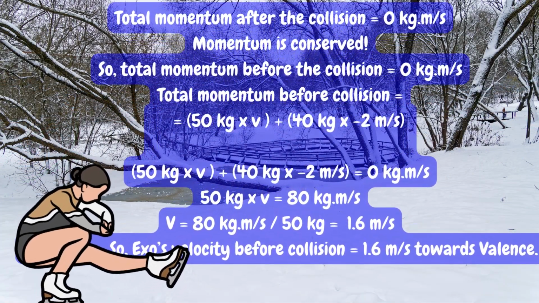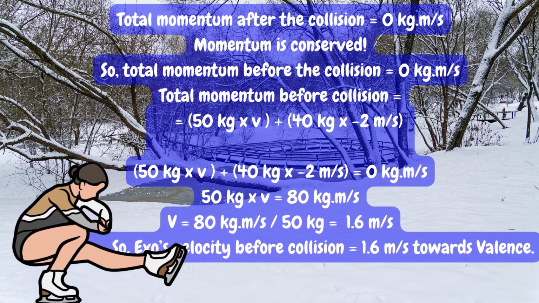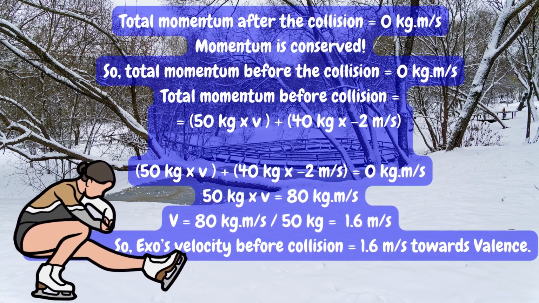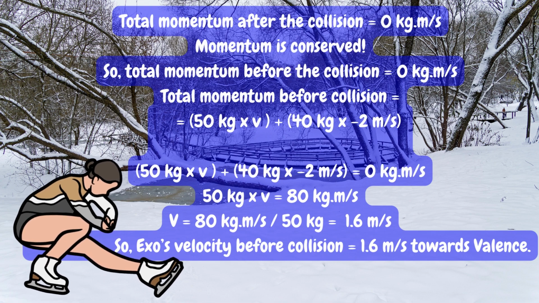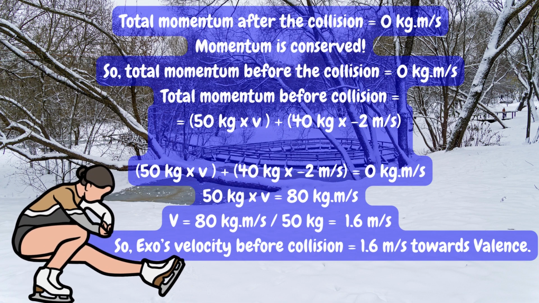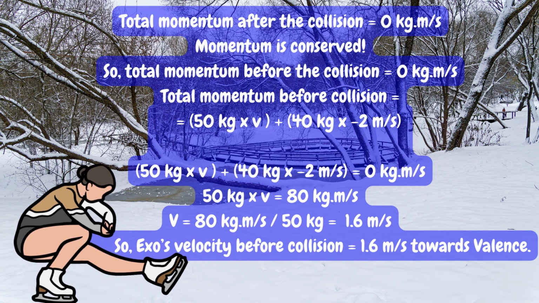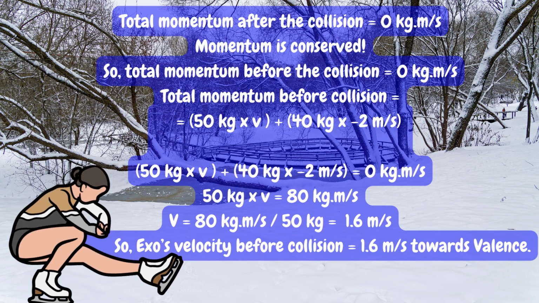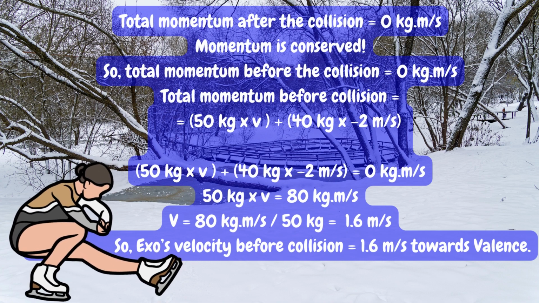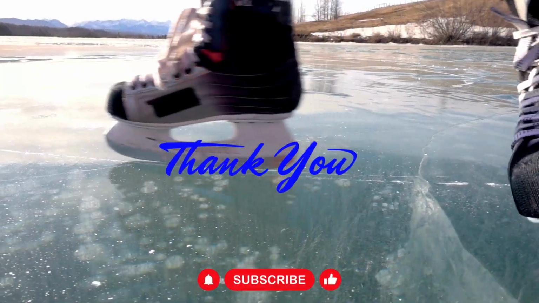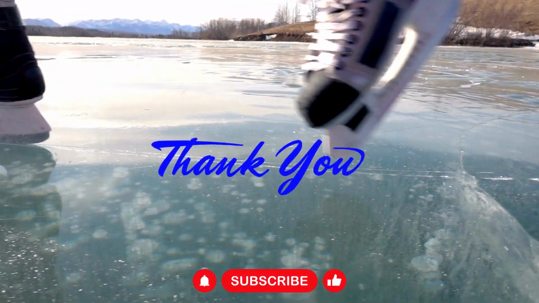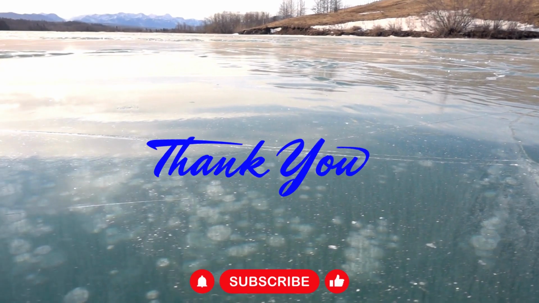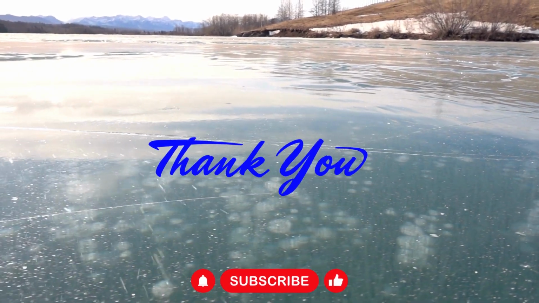When you do the math computation, you would calculate the velocity to be equal to 1.6 meter per second. So, Exo's velocity before collision equals 1.6 meter per second towards Valence. I hope you have mastered the law of conservation of momentum and the thrilling physics of collisions.